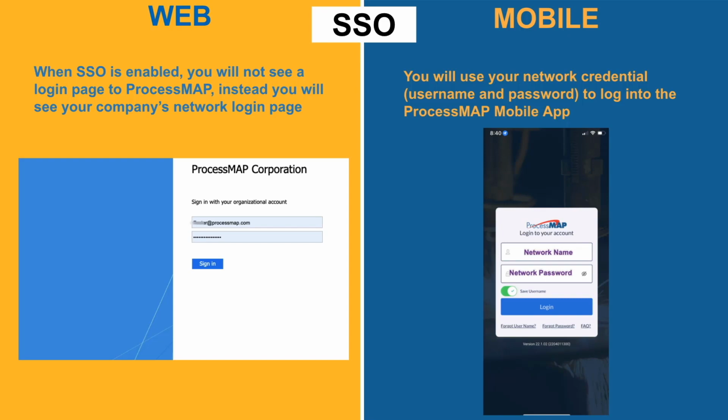When single sign-on is enabled, you will not see a Process Map login page on the web. Instead, you will see your company's network login page, where you will enter your corporate or network login credentials. When single sign-on is enabled on mobile, you will see the Process Map login page, but you will use your corporate or network login credentials here.